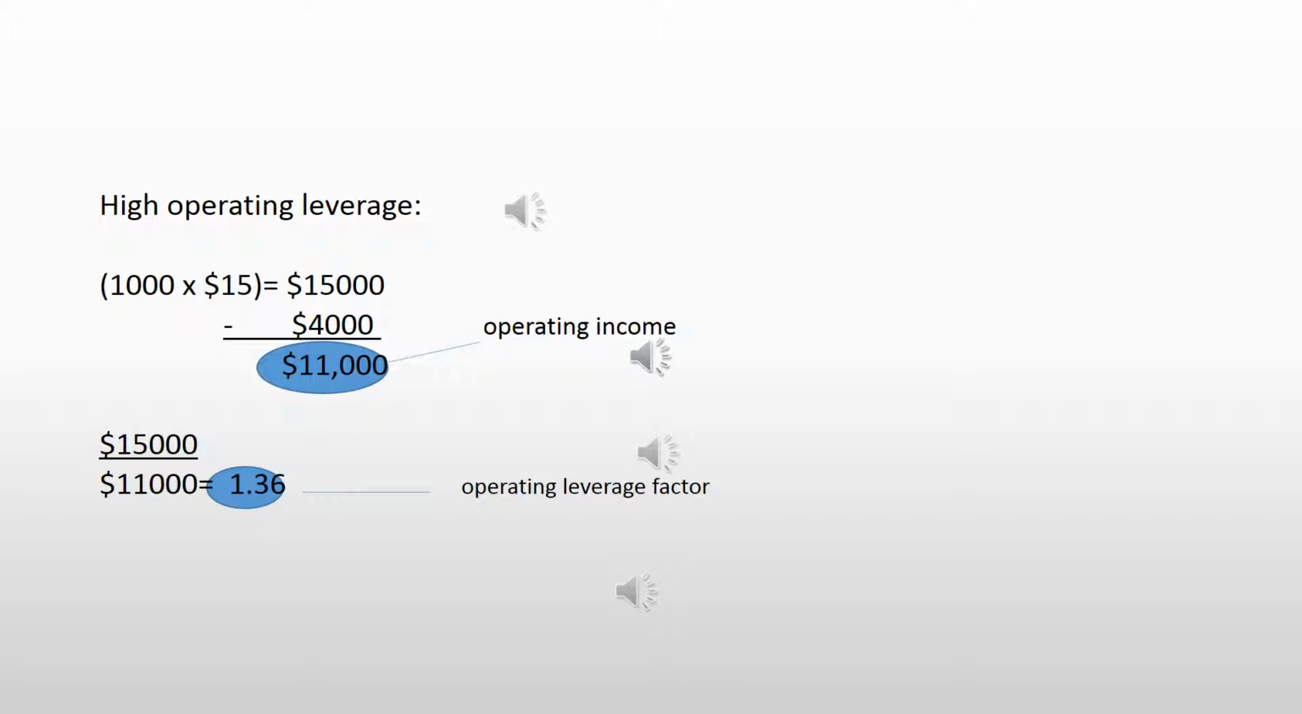Now if you're finding a low operating leverage with zero fixed expenses, you can just put a zero in where the $4,000 was in the operating income equation.